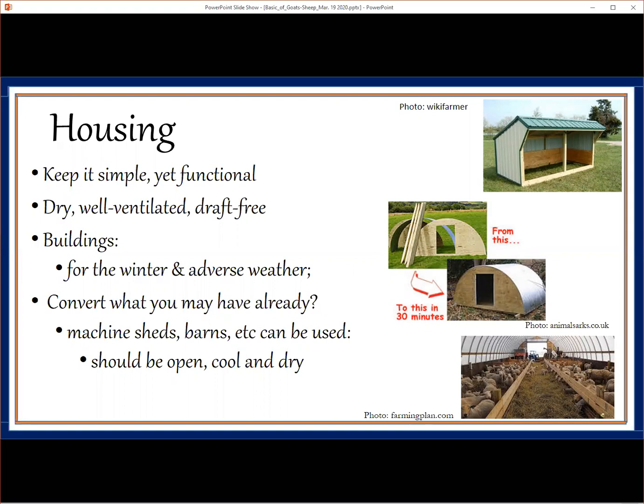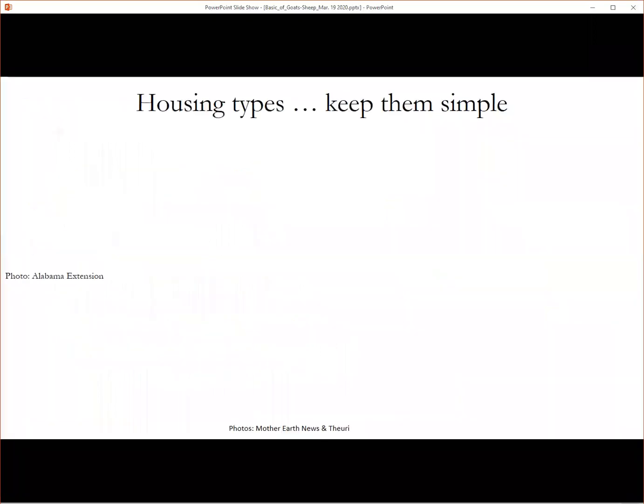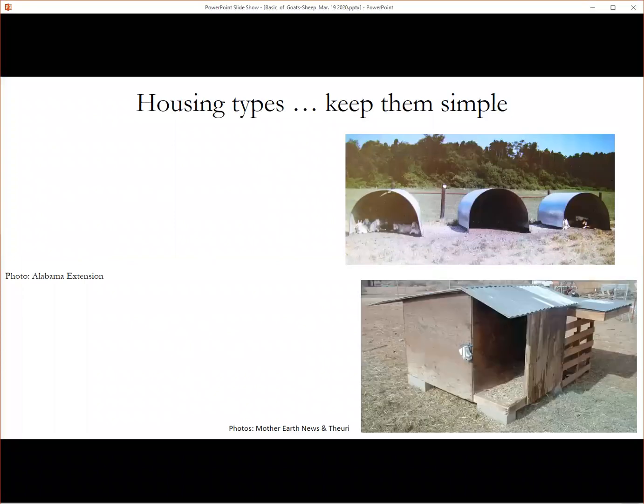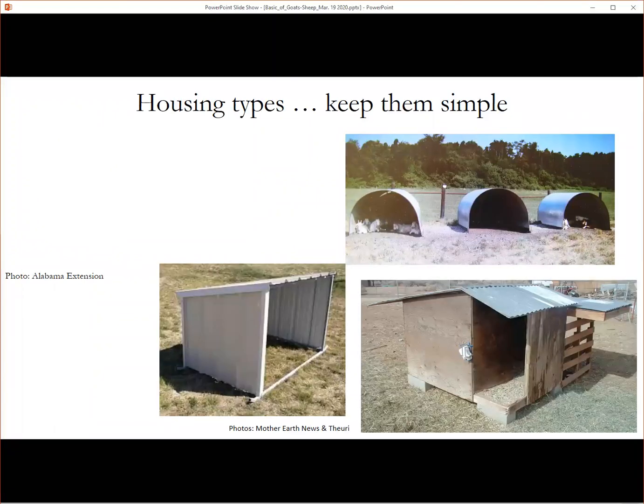And what I'm showing there is structures that are out in the field. We'll talk about the ones indoors as well. There's also the possibility that a farmer is able to convert a former poultry house or hog parlor into facilities that can hold sheep and goats. That's been done quite a few times. Or an old barn, for that matter. Okay, housing types, we keep them simple. I reiterate that again.